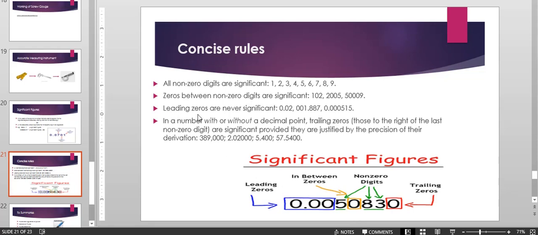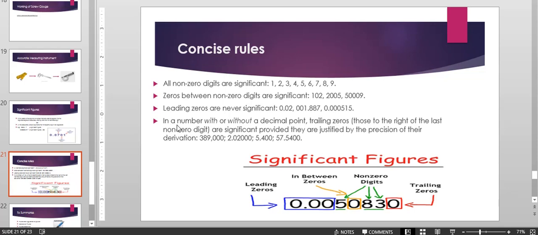Rule number 3 says leading zeros are never significant. 0.02, 001.887, 0.000515. So these zeros are the leading zeros and they are not significant. Same is the case in this number as well. 0.00. These three zeros are the leading zeros of this whole number. Therefore, they are considered as insignificant.